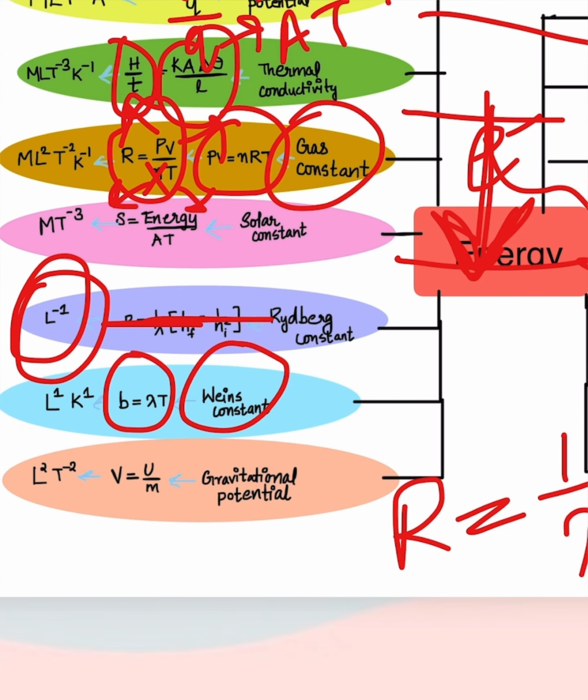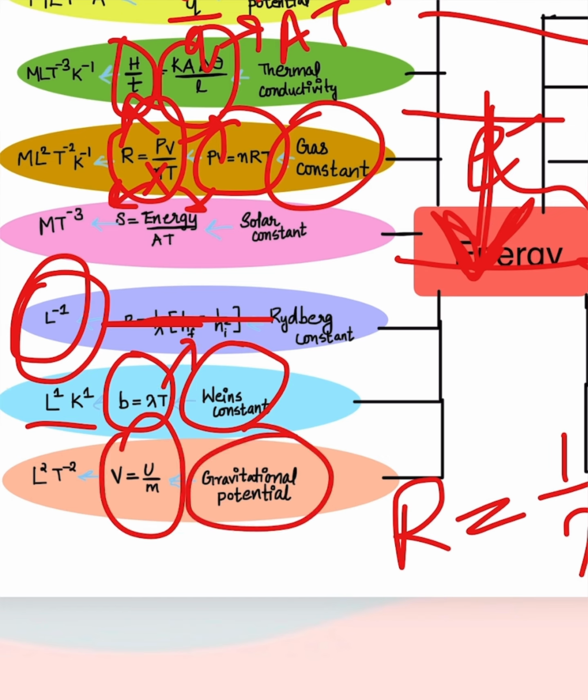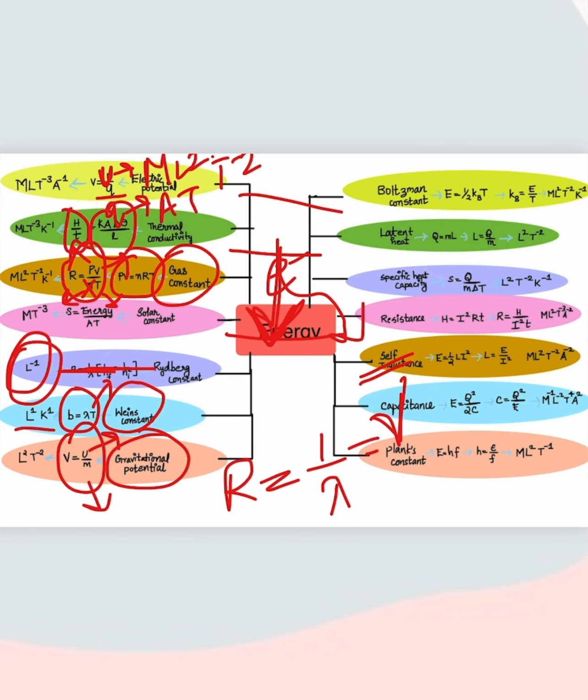Wien's constant B is equal to lambda into T. That is lambda is equal to B by T, and B is equal to lambda into T. That is L into temperature, T is the temperature here. And then gravitational potential V is equal to U by M. U is the gravitational potential energy and M is the mass. Energy means ML square T raised to minus 2.